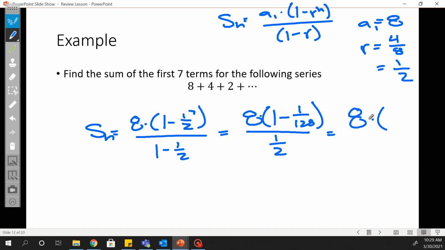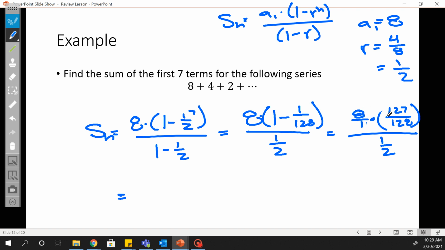Continuing to simplify this, I have 1 minus 1/128. So that's 128 over 128 minus 1 over 128. That's 127 over 128 over 1/2. Okay, next I want to multiply 8 and 127 over 128. You can think of this as 8 over 1.